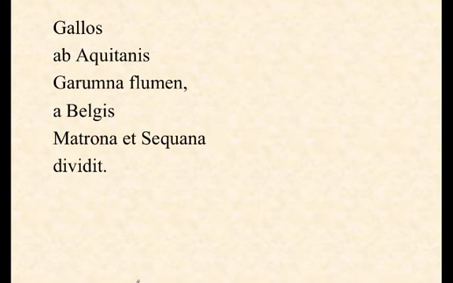Okay, here's the second and last sentence that we are going to do in its entirety this week. And I'm going to show you in a moment why we're going to just do these two sentences, and then we're going to also have you study the issue of clauses a little bit. Anyway, Gallos, ab Aquitanis, Garumna flumen, a Belgis, Matrona et Sequana dividit. This is going to be, again, a rather extreme example of the sentence structure that you first encountered with Britanni cibum laudabant, Romani vinum. And you have to resupply laudabant.